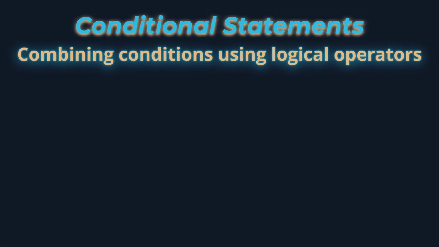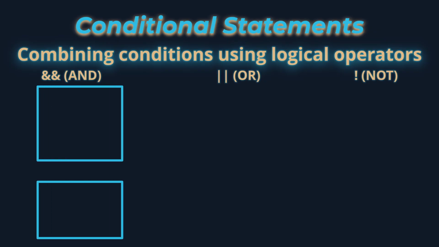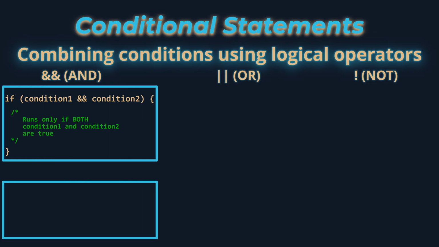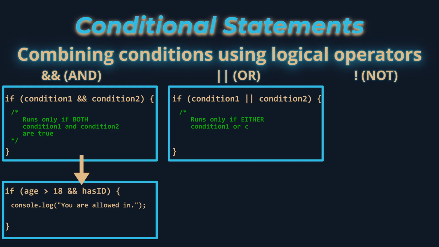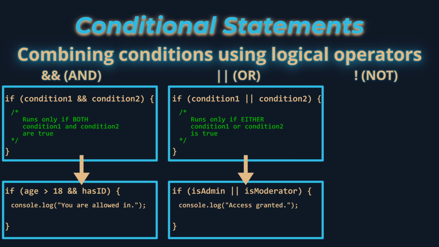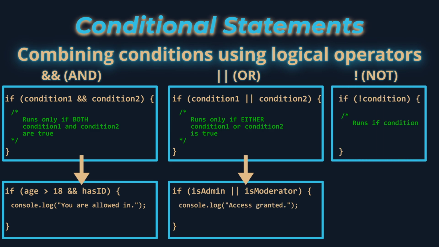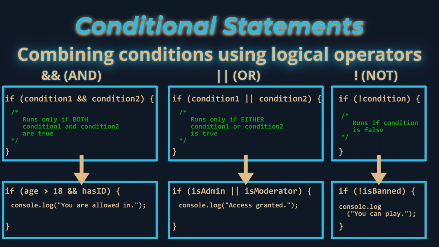Normally, we check one condition inside an if statement, but we can also combine conditions with logical operators. Here, both conditions must be true for the if block to run. With or, only one of the conditions needs to be true. And with not, the condition is flipped.